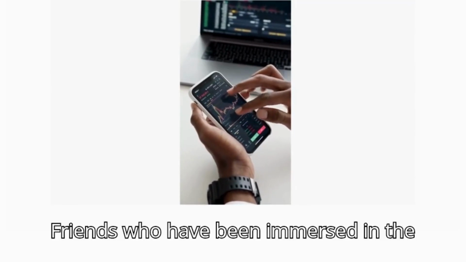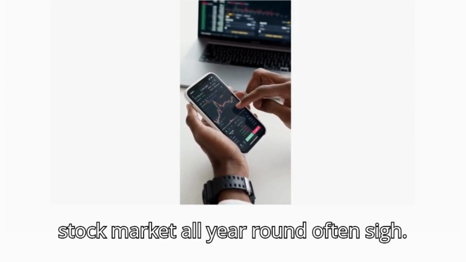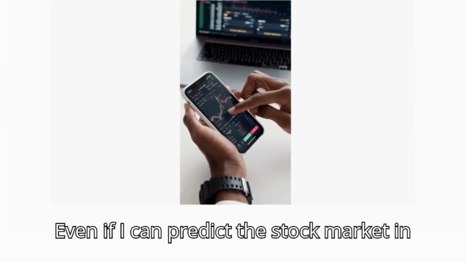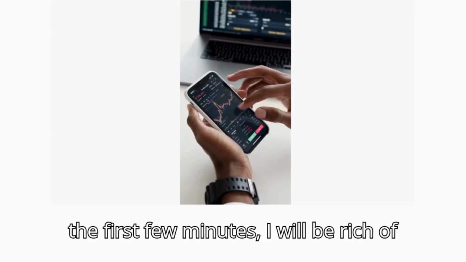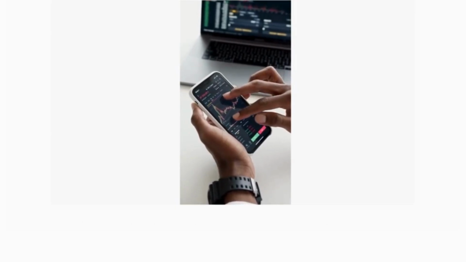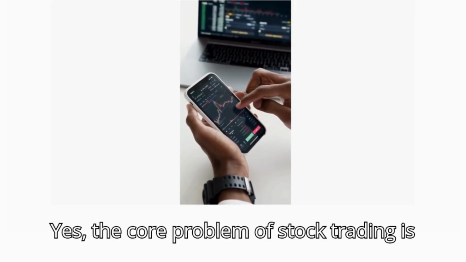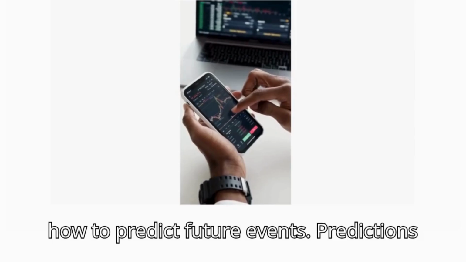Friends who have been immersed in the stock market all year round often sigh: even if I could predict the stock market a few minutes ahead, I would be worth hundreds of millions. Yes, the core problem of stock trading is how to predict future events.